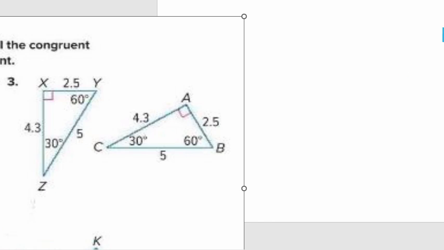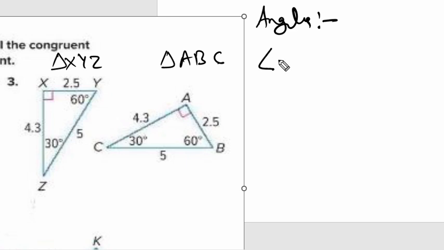Now comes the main application of this topic. Here you have some sides and angles given. You have to see whether they are equal or not. So let's look at sides. Now which side will be equal to which side? So you have triangle, let's say XYZ, and this is triangle ABC, okay. So first let's talk about angles this time. Angle X is congruent to, this is 90-degree, this is 90-degree. So angle A, right? 90-degree, 90-degree.